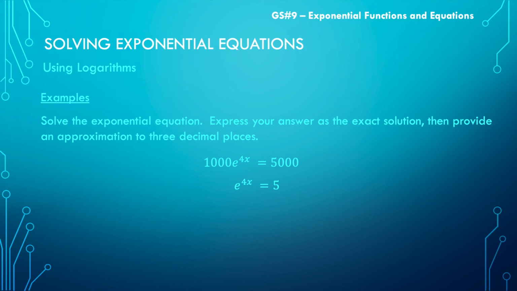So let's go ahead and get rid of that e by taking a natural log of both sides of the equation. So we've got ln of e to the 4x is equal to ln of 5. And that ln and e on the left-hand side cancel each other out. We are left with just 4x is equal to ln of 5. And then when we divide out the 4, we get ln of 5 divided by 4 is equal to x. And we can get an approximation from that as well.